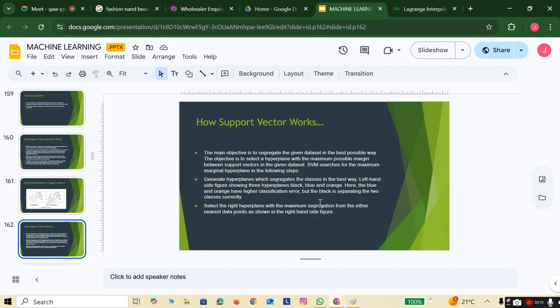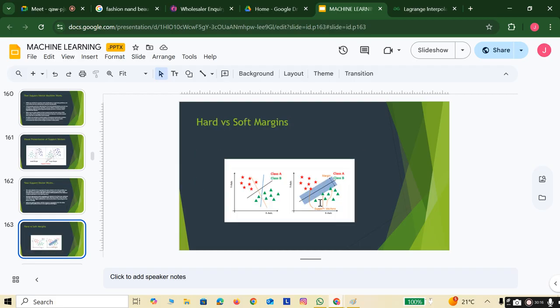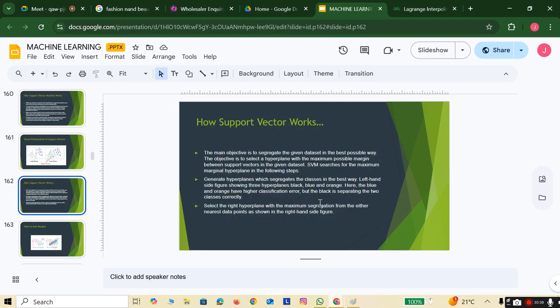As you can see, blue, black, and orange. So you might want to identify which one is the best hyperplane, but at the end of the day, you've tried identifying the hyperplane. Of course, you can see that the black one is the best hyperplane, but you've tried. You've not just left it at that point. So that is step one.